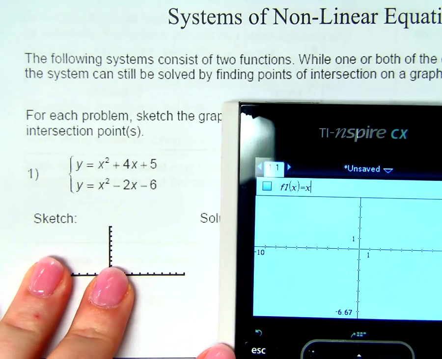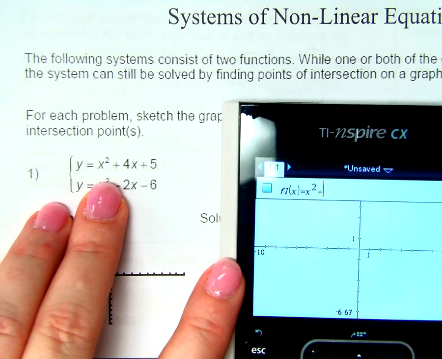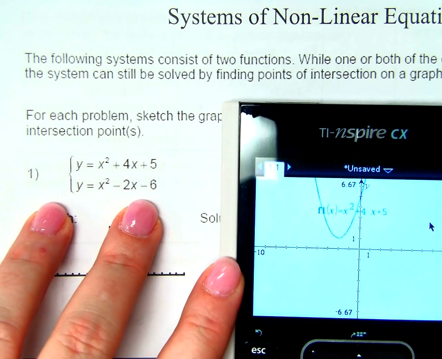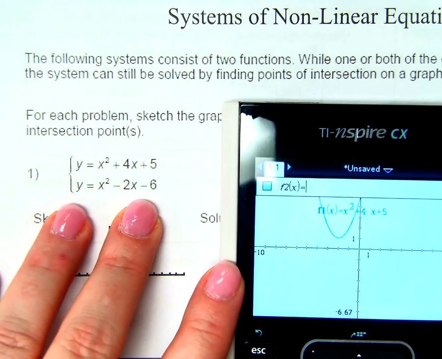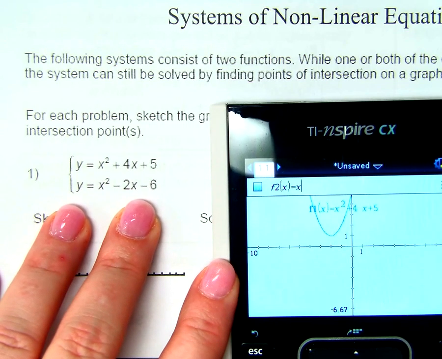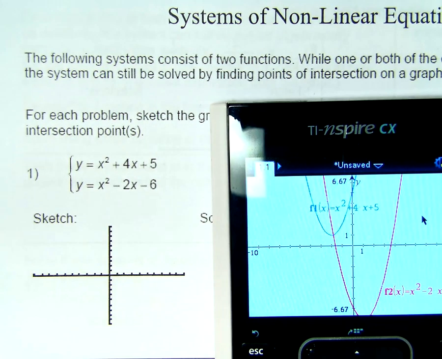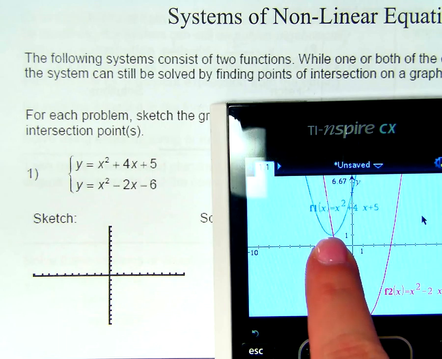So we have x squared plus 4x plus 5. There's one parabola. And then I'm going to tab to open the line again and get x squared minus 2x minus 6. So how many solutions does it look like there are? Probably one. Okay? Everybody point to that solution on your calculator right now. Point to it. See, it's right there?